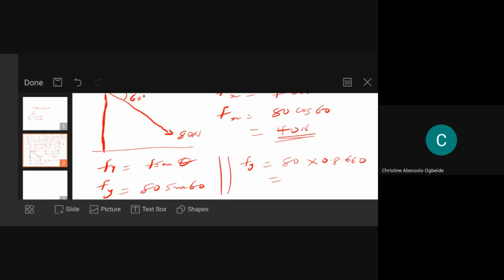80 multiplied by 0.8660 is 69.28. That gives me 69.28 Newton. So this is the force that will actually bend the nail, because bending the nail will be acting along the vertical component. And then the force that will pull the nail out is 40 Newton, which will be acting on the horizontal component. So take note of this.